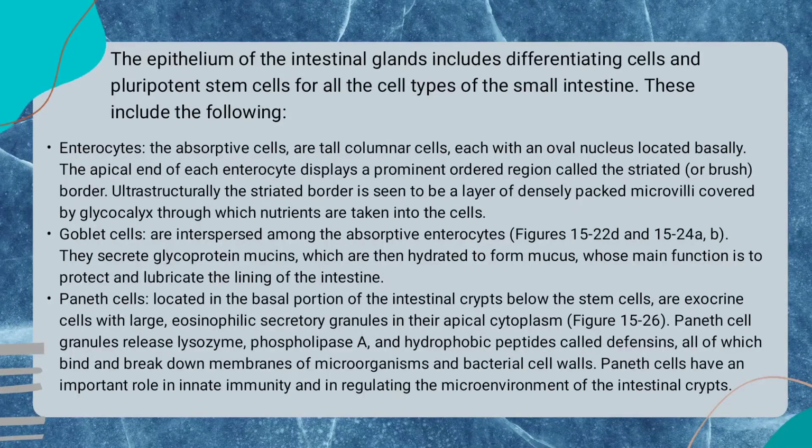Paneth cells have an important role in innate immunity and in regulating the microenvironment of the intestinal crypts. So, as previously said, a microvillus is a 1 micrometer height and 0.1 micrometer diameter cylindrical outgrowth of the apical cytoplasm. It is surrounded by the cell membrane and has actin filaments. Each enterocyte has 3,000 microvilli on average, with approximately 200 cells on the mucosal surface.